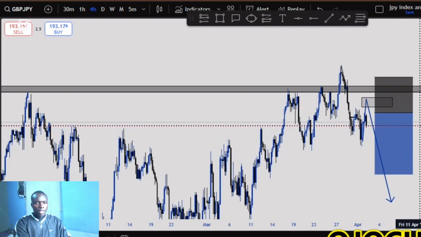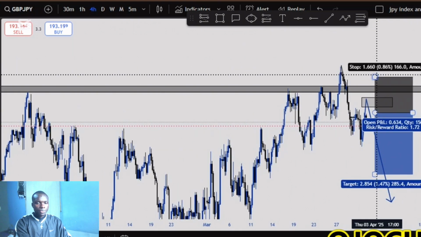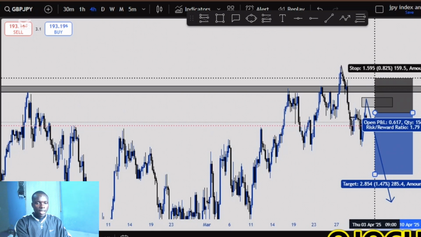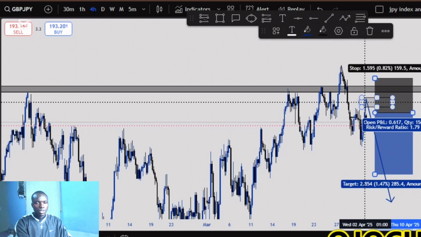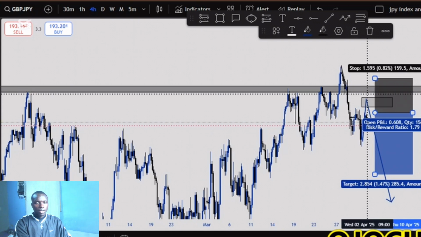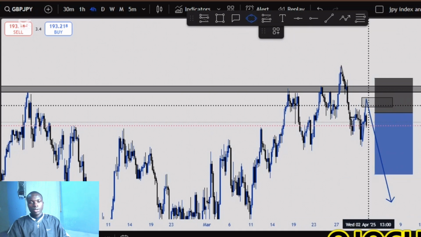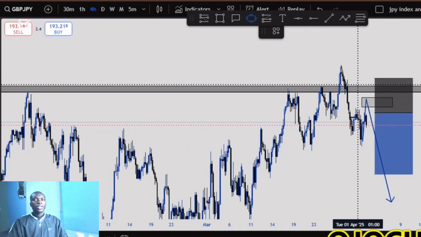So I'm waiting for a tap in back to this zone, this area you can see. Whenever I see a tap in back to this particular zone on the 4-hour time frame, I'm going to sell the market from that zone. So I'll be waiting for this to happen.